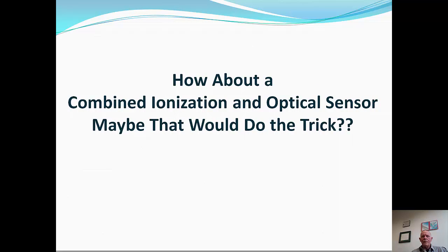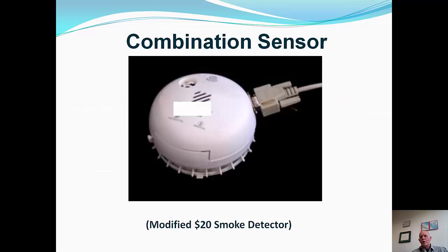Well, we did it once before with an ionization optical sensor, where we were able to combine the techniques of optical scattering with the techniques of diffusion charging. It was basically a modified $20 smoke sensor. In the modified smoke sensor, we had an optical sensor and we had an ion sensor, which is very, very sensitive to the particles less than about 100 to 200 nanometers in diameter.